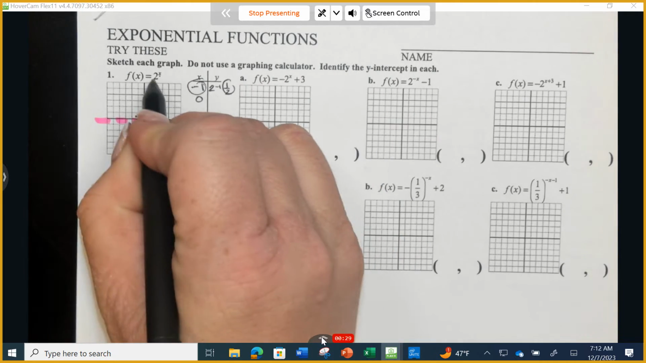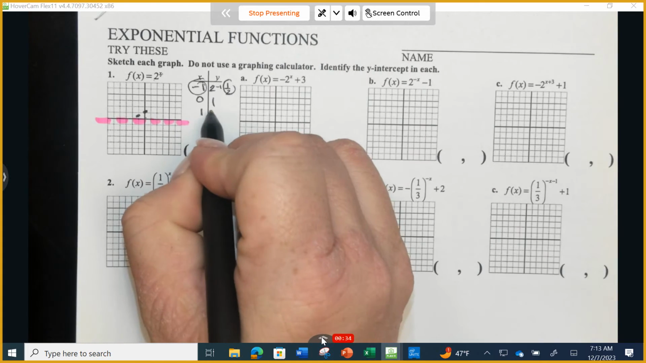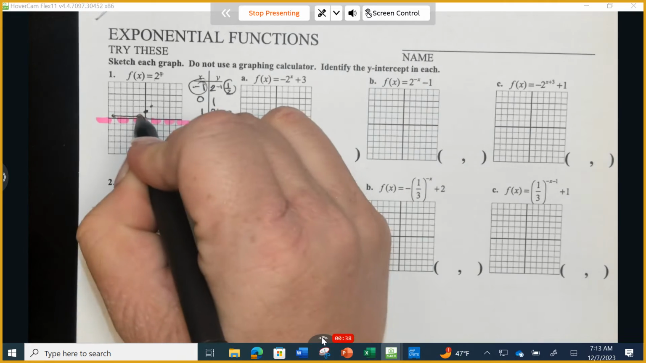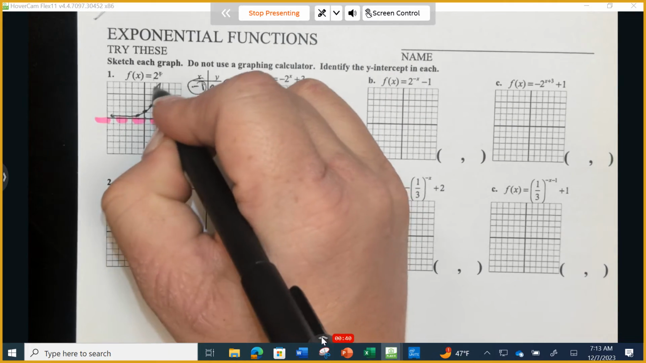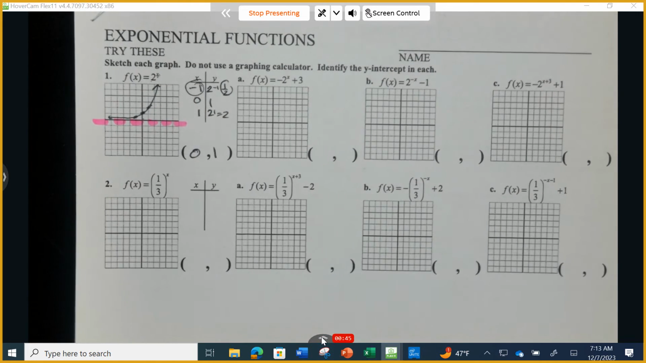Then I'm going to do 0. Anything to the 0 is 1. I'm going to go to 1, 2 to the first power. 2 to the first power is 2. And I can see the general idea, and I've used the different points, and now I'm going to identify down here the y-intercept as 0, 1.